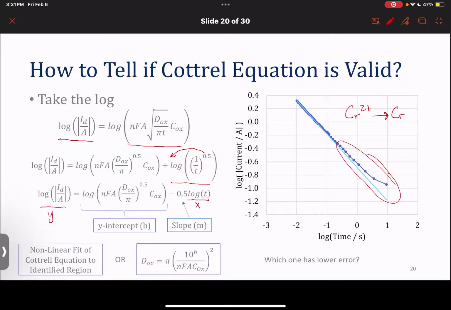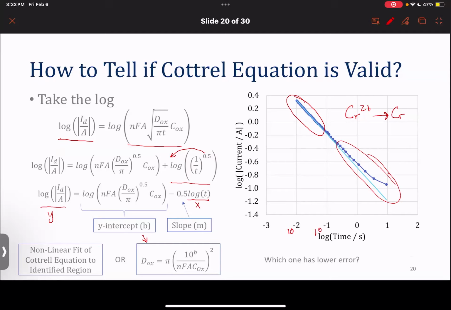However, I can see at short times though, I am keeping to that negative 0.5 slope. This is the time range over which I want to analyze. 10 to the -2 to about 10 to the -1 seconds is where I want to analyze my data. So there's two approaches I could do at this point. I could do a nonlinear fit to the Cottrell equation, or I could use the y-intercept to calculate my diffusion coefficient or my concentration, whichever one I want to rearrange for.